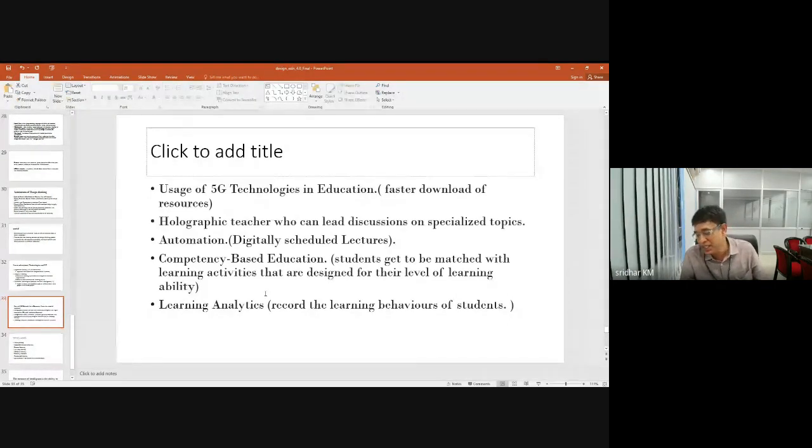So holographic teaching also may become a reality in the near future. Also automation, digitally scheduled lectures. I want to hear the lecture at any point of time which I want to hear. So automation also will help me to improve the teaching-learning experience.